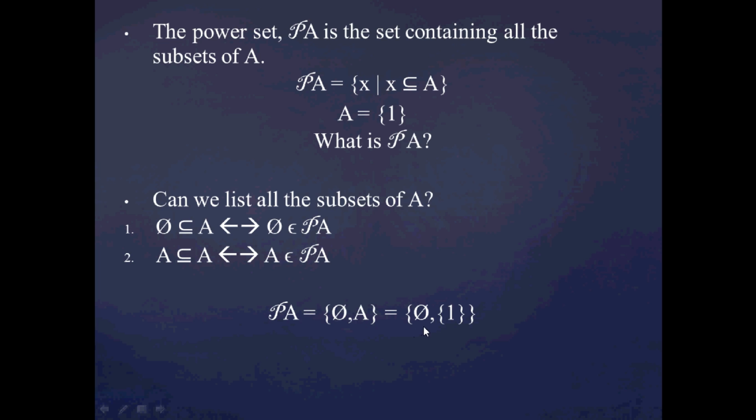It has the empty set and the set containing the number 1. One useful fact to know about the power set of any set A is that if A has n members, n objects in it, then the power set of A is going to have 2 to the n members. We just saw that in this case A had 1 object in it, namely 1, so the power set of A has 2 objects in it, and we found that here: the empty set and the set containing 1. That's pretty useful to remember when you're dealing with power sets.